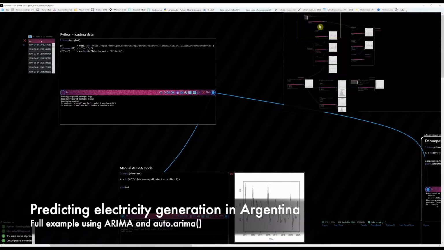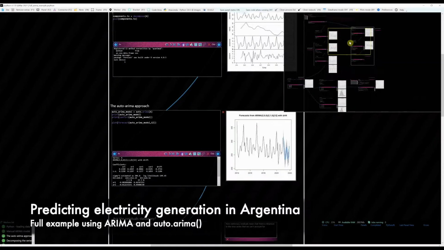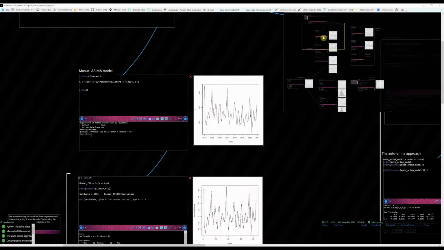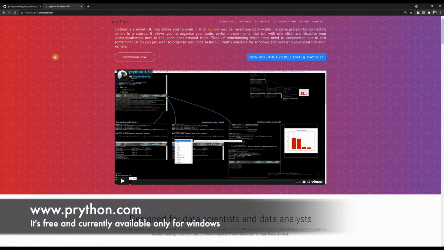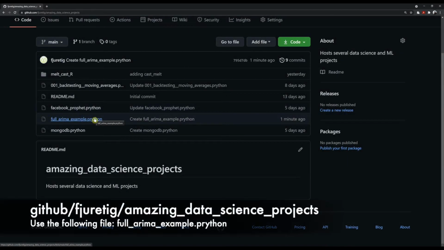In this project I will show you how to build a proper ARIMA model from scratch using R. I will also load the forecast package and show you how to use the auto.arima function to generate forecasts in an automatic way. I will use Python 1.70 as my IDE, which can be downloaded from here. You can also download my project from the following GitHub link.